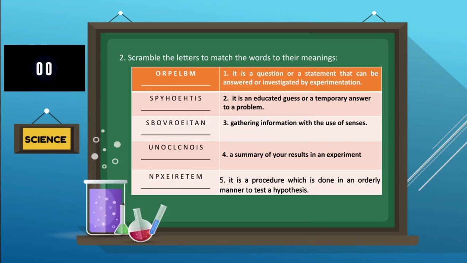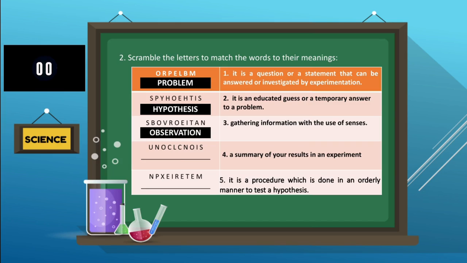Time is up. Okay, the answer for question number 1 is problem. For question number 2, the answer is hypothesis. For question number 3, the answer is observation. For question number 4, the answer is conclusions. For question number 5, the answer is experiment. Now, young scientist, if your answer is the same as this, then congratulations!